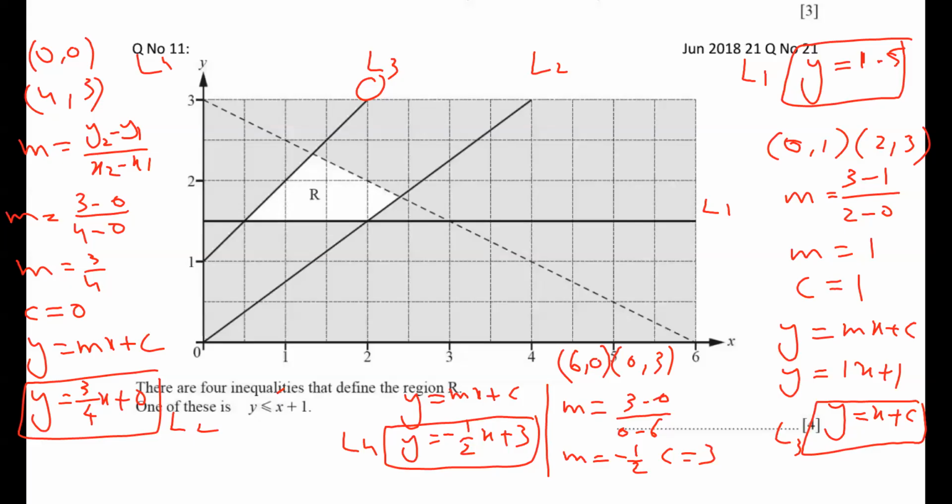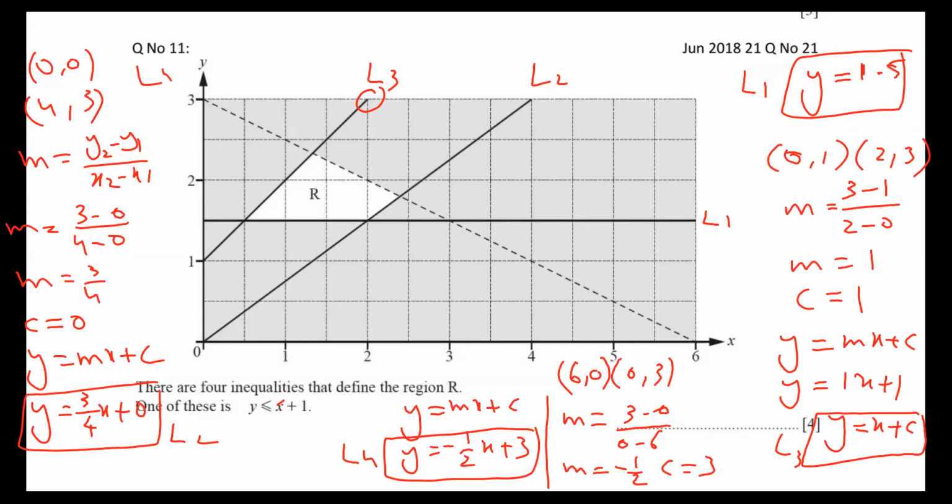Yes, students. So the next part is, now we have done all the lines. We have L1. L1 line is here. Then we have line number 2. Line number 2 is this. Line number 3 is this line, and I have the equation here. And line number 4 is this one. I have all the equations.